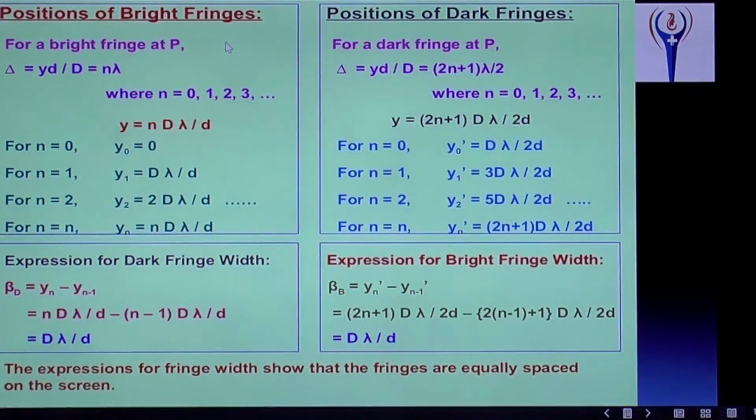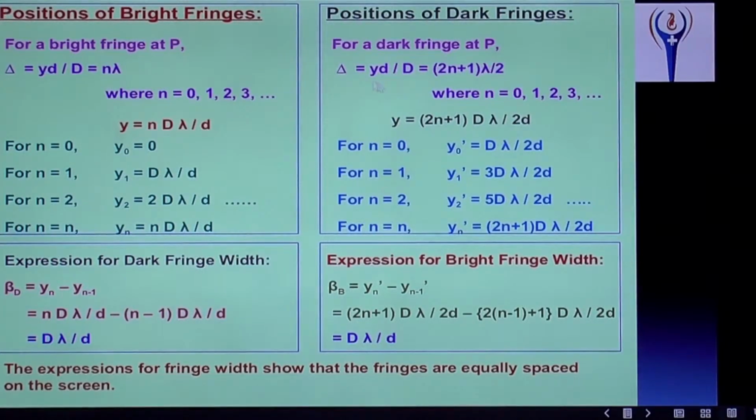And position for bright fringes. For a bright fringe, delta equals yd by D equals n lambda. If the path difference is equal to an integral multiple of wavelength, n lambda, then that is the condition for bright bands or bright fringes. In problems, it will be asked like this: what is the position of the bright fringes or the condition for bright fringe? If the path difference is equal to an integral multiple of wavelength, that is n lambda, that is the condition for bright band or bright fringes.